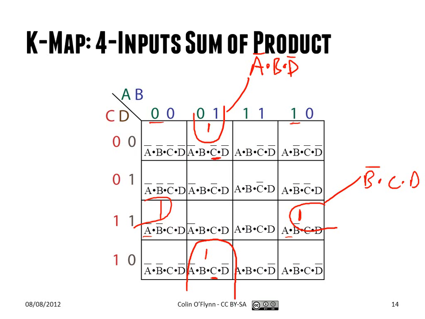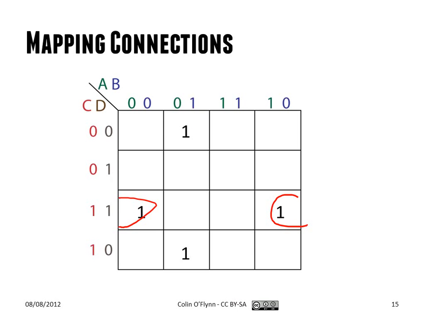When we create those groups, you effectively create the group and you look at what is the common part. The common part is then that entire term. So the common part here is B complement and C and D. The common part for this one is A complement and B and D, because C varies. If you have something like this, you always want to make the biggest groups possible, because the biggest groups will mean the most simple logic.